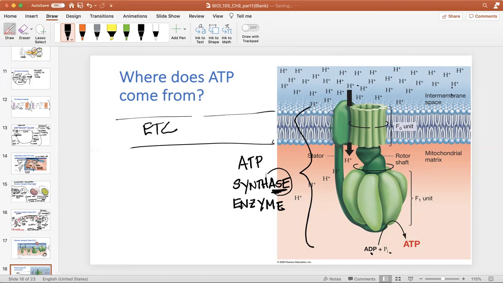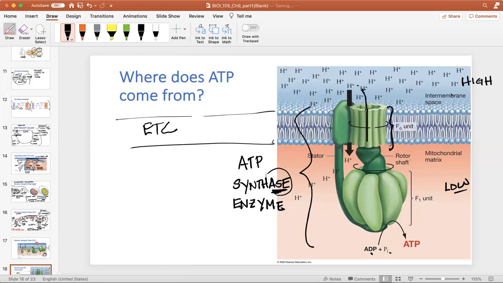Well, we have a really high concentration of protons up here, and at this point, we have a low concentration of protons here. So we know from our studies of diffusion that things like to go from areas of high concentration to areas of low concentration. So what's going to happen is that these hydrogens are going to move through this ATP synthase molecule, and it's actually divided into two parts.